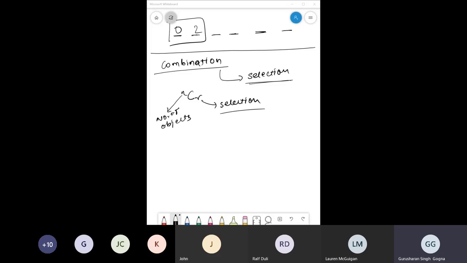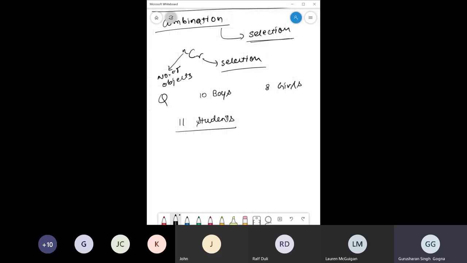I don't see any particular question on this. Anyway, let me give you an example straight away. Let's say you have 10 boys and 8 girls. And you want to make a team of, let's say, 11 people or 11 students. So you want to make a team of 11 students. Okay. So how many different ways are possible?